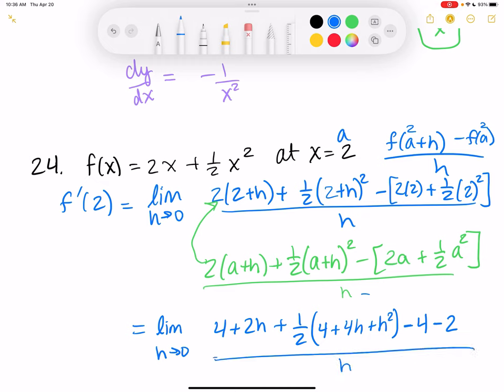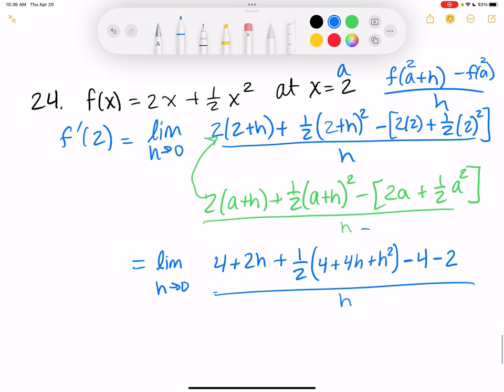Are we still tracking? Yes. Okay. Better than the first. This step seems like the easy one. Okay, so now limit as h approaches 0 of... I have to label my steps.